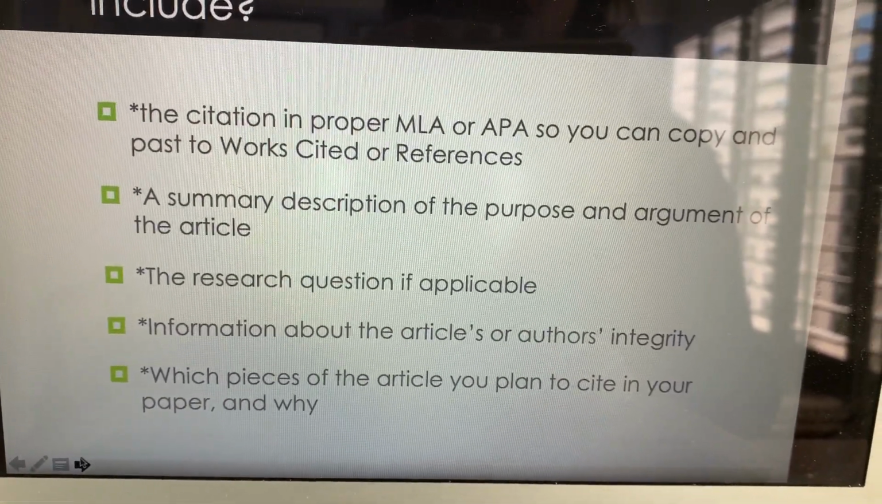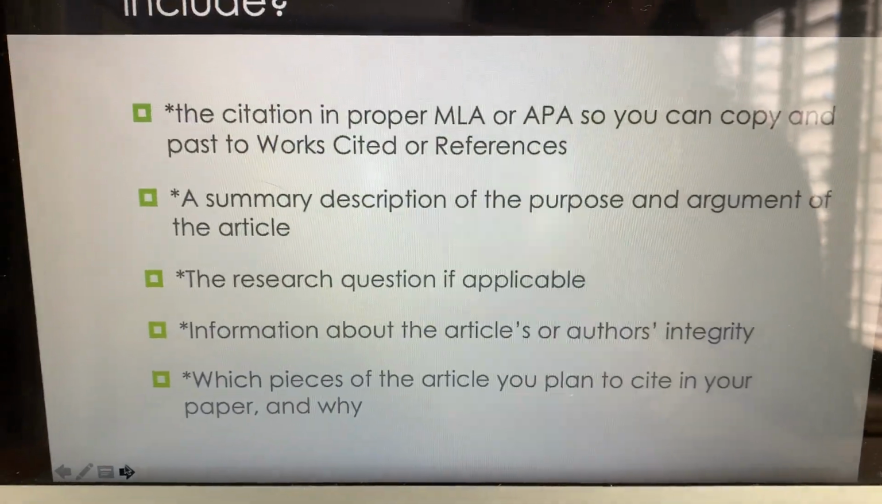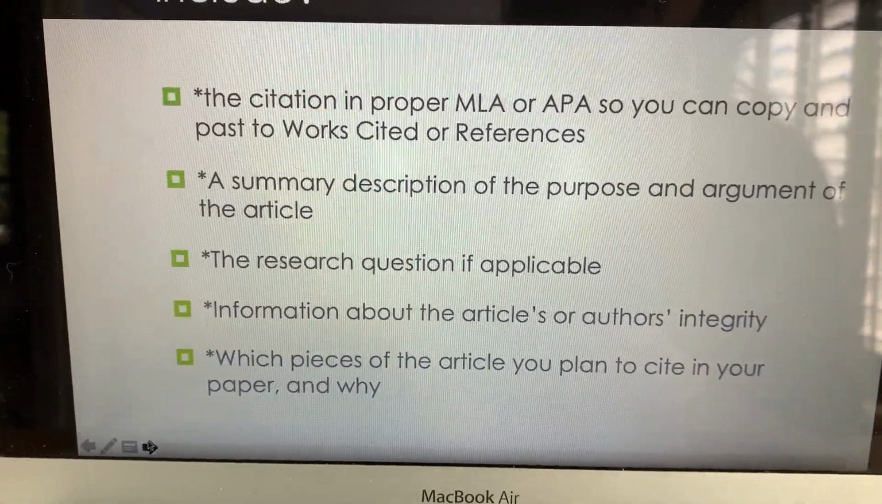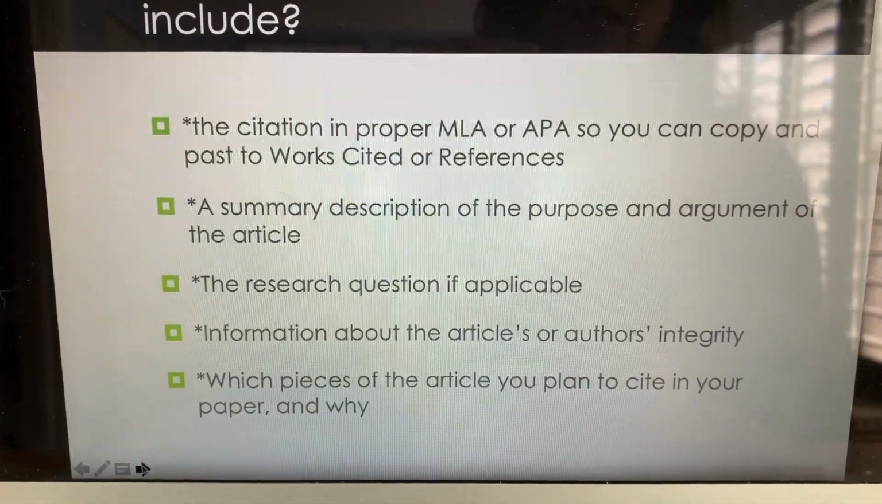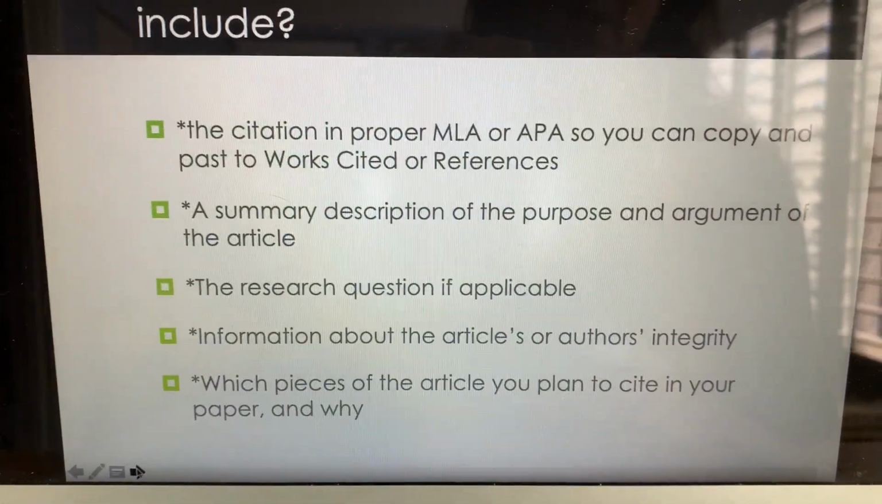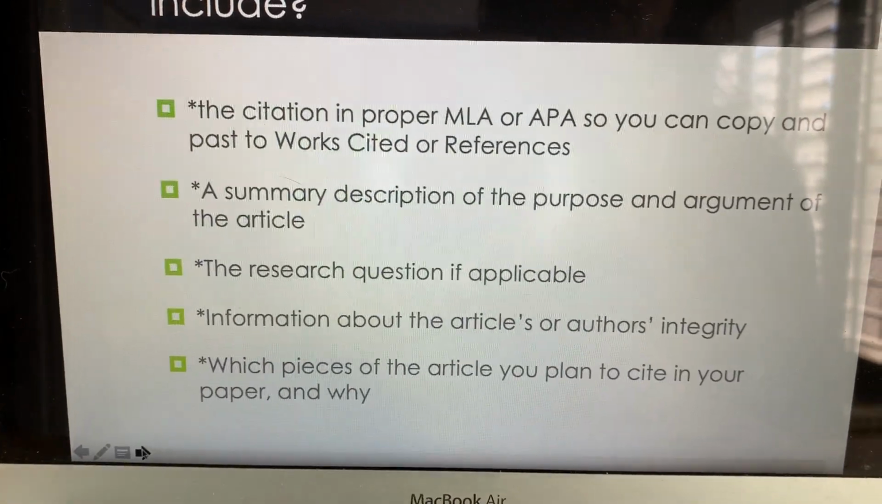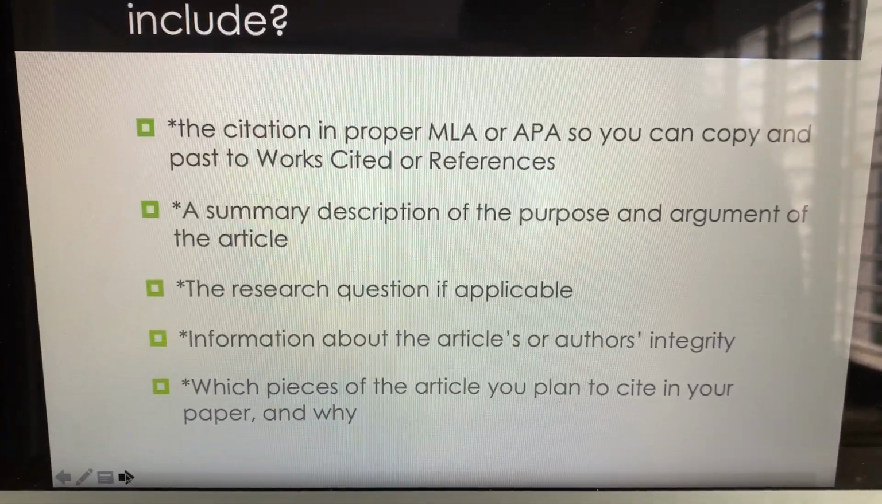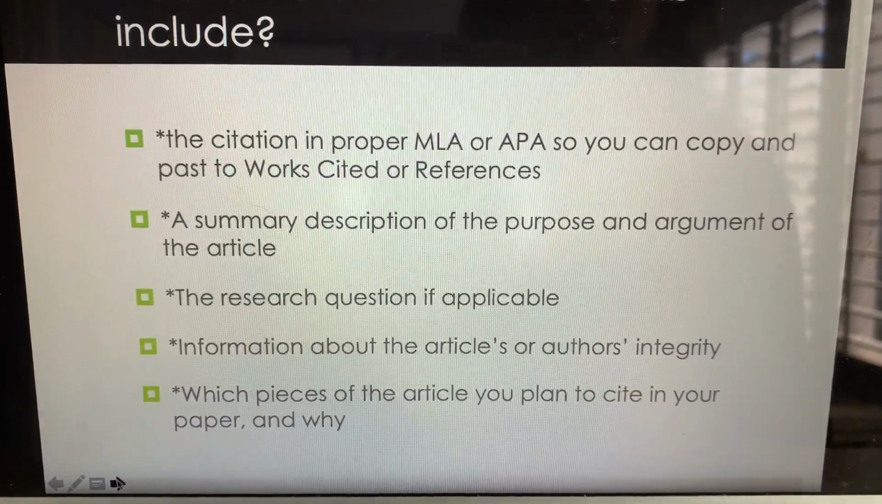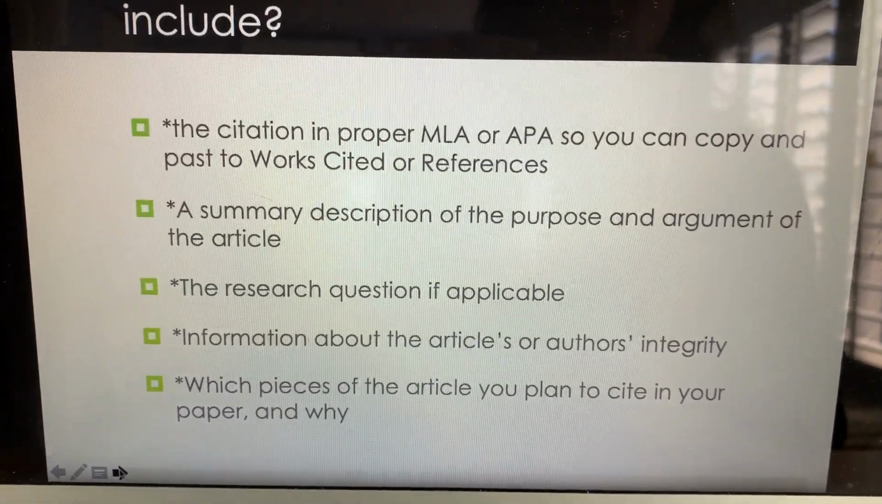Now that piece is so important. You may think that that's really not about the article, but that's perhaps the most important thing. It's not just to tell me, it's to remind yourself. By the end of the semester, you will have forgotten what you were reading right before spring break. You will need the reminder. So what were you thinking you could use it for?